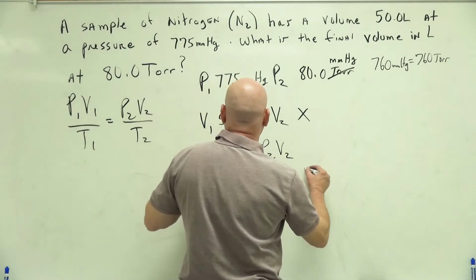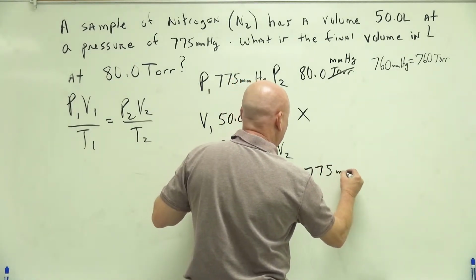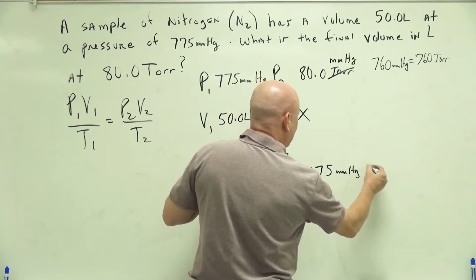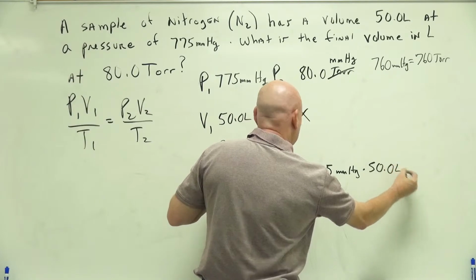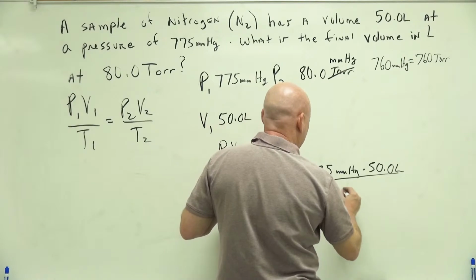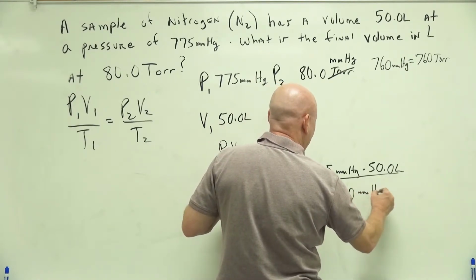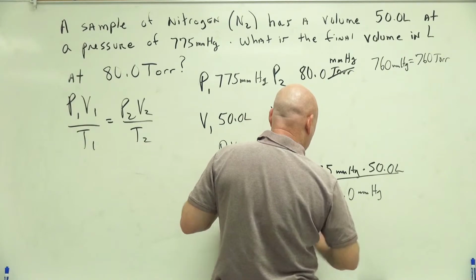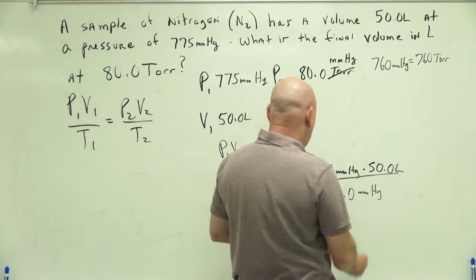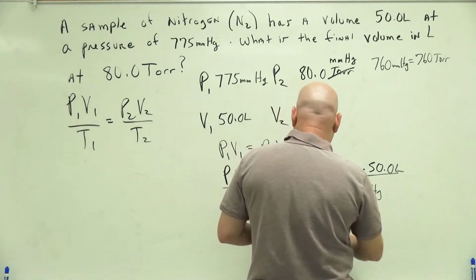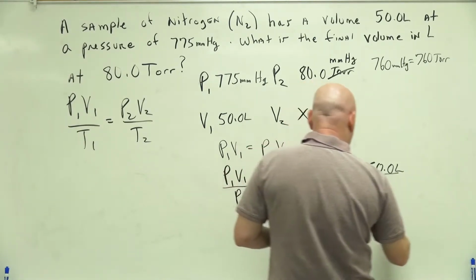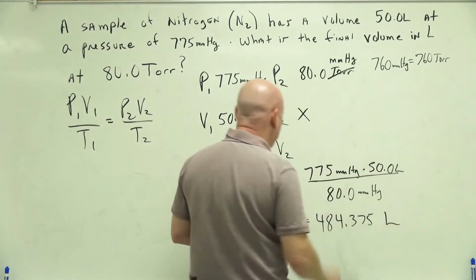P1 is 775 millimeters mercury. V1 is 50.0 liters, divided by P2, which is 80.0 millimeters mercury. And we put that in my calculator, and what do I get? 775 times 50 divided by 80, and we get 484.375 liters, which is our new volume.